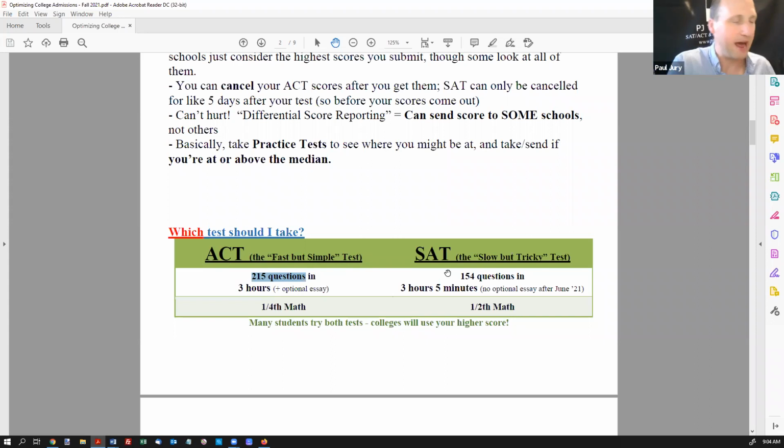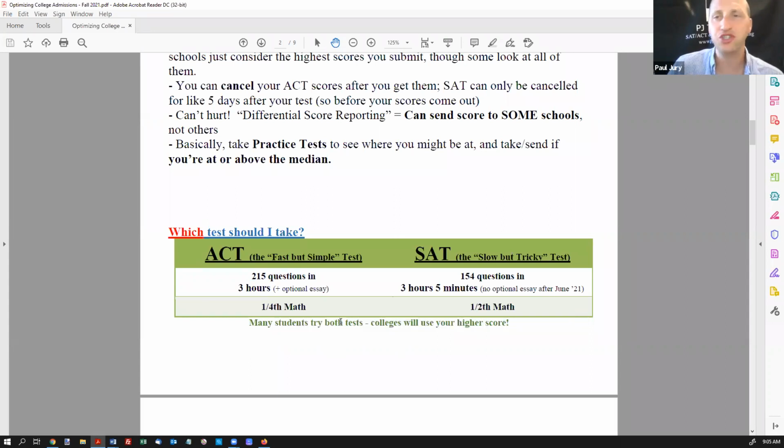Also, how much you like math may factor in. For students who absolutely love math, the SAT is super helpful because half your score is based on math. Only a quarter of your score on the ACT is based on math. There is a science section, but it's not actually science at all. It's just a graph reading contest. It's much easier once you figure out how to do it. Many students try both tests because colleges will just use whichever one you score higher on.